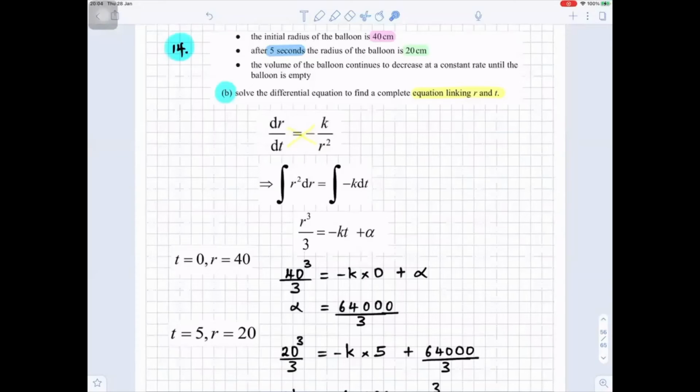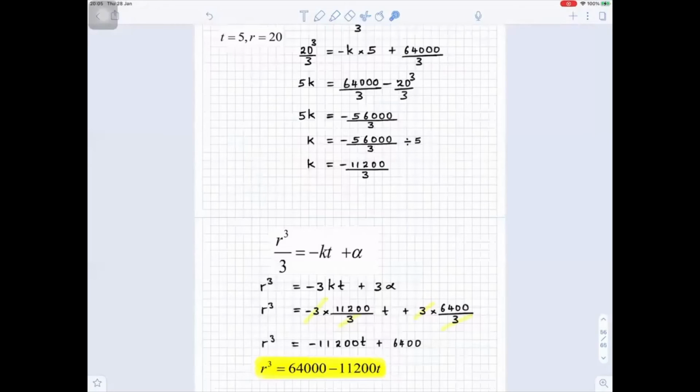That's why t is 0. So we substitute t is 0 in there and 40 there. We get minus k times 0 is 0, so alpha would be 40 cubed over 3, which is 64,000 over 3. After that, we substitute t equals 5 and r equals 20. So we'll have 20 cubed over 3 equals 5 times minus k plus alpha, 64,000 over 3.